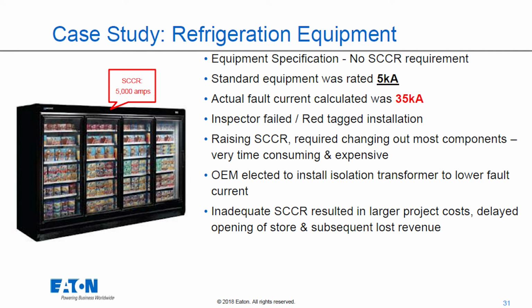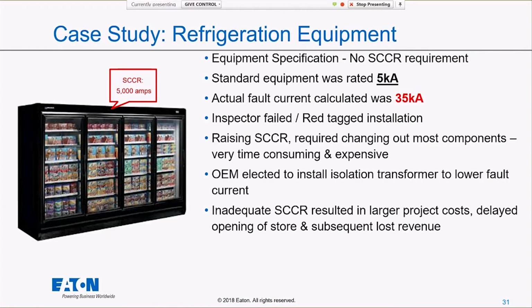The equipment specification did not list a short circuit current rating requirement. That is extremely common. It's just not on the radar of a lot of people when they are writing that specification. So no SCCR requirement. The OEM's standard equipment was rated 5 kA, so that's what they quoted, built, and delivered. Once it was installed, they figured out the actual fault current calculated was 35 kA.